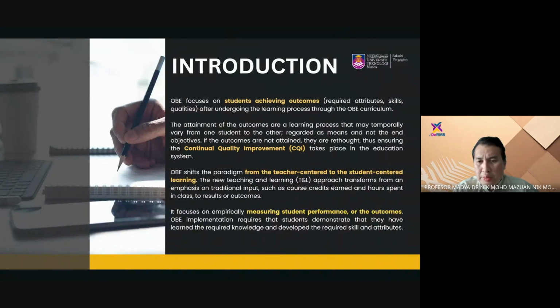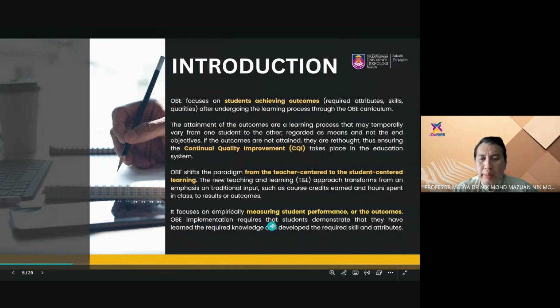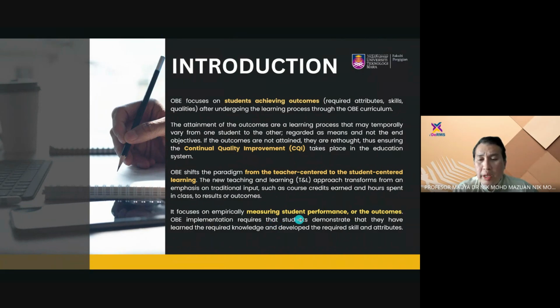Student-centered learning, which I will explain a little more later, is part of the OBE curriculum. Okay, and this OBE focuses on measuring student performance, and these student performances or outcomes are clearly demarcated in our curriculum. So whatever we do in the class is trying to achieve the outcomes intended for every single course or even topic.